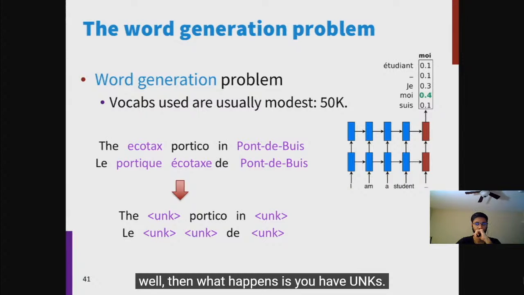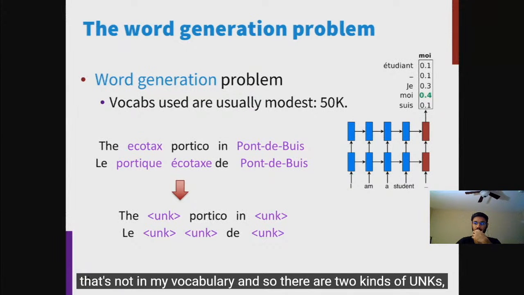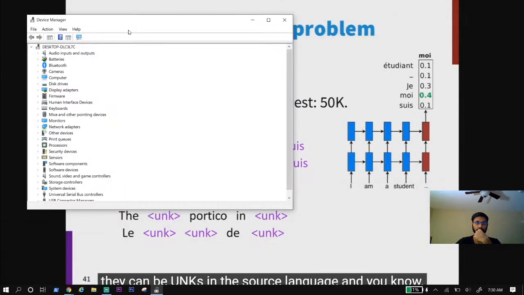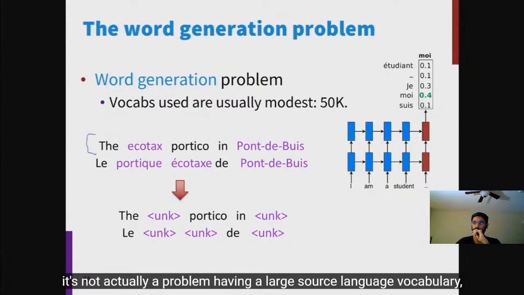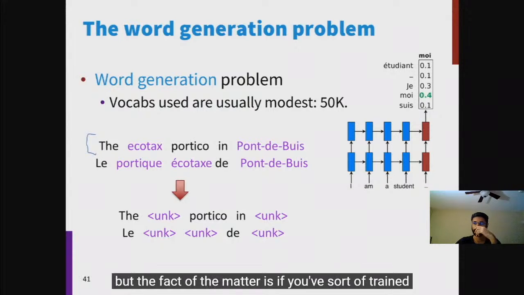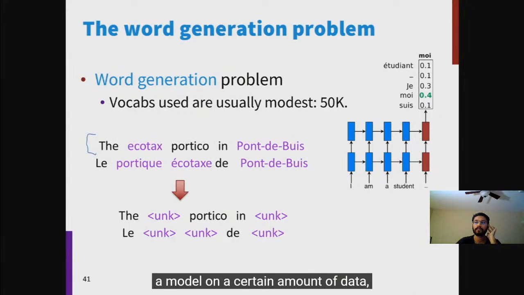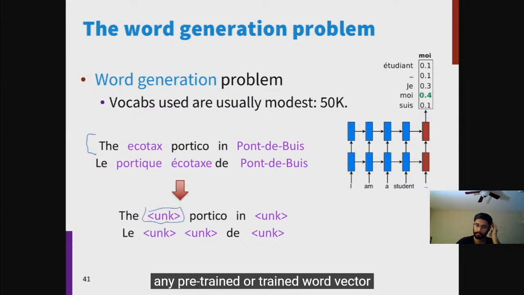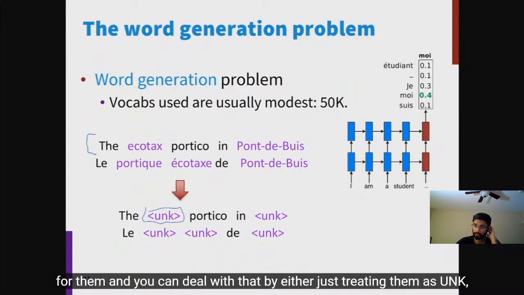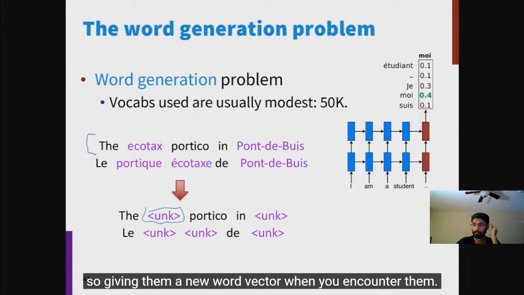And well, if you do that, then what happens is you have UNKs. So UNK means this is an unknown word that's not in my vocabulary. And so there are 2 kinds of UNKs. There can be UNKs in the source language, and they're optional because it's not actually a problem having a large source language vocabulary, but the fact of the matter is if you've trained a model on a certain amount of data, there are some words you aren't going to have seen, so you are going to have words that you just didn't see in your training data, and you won't have any pre-trained or trained word vector for them. And you can deal with that by either just treating them as UNKs or giving them a new word vector when you encounter them.